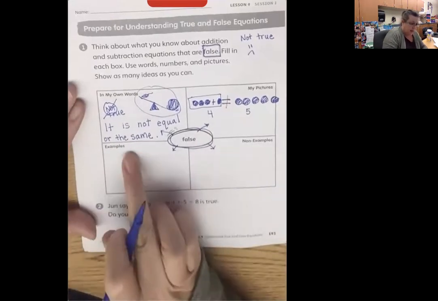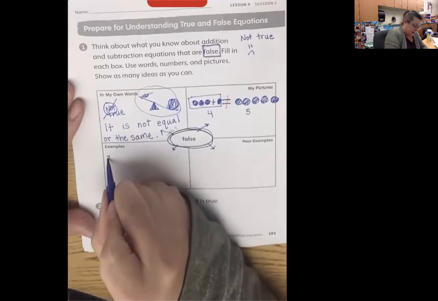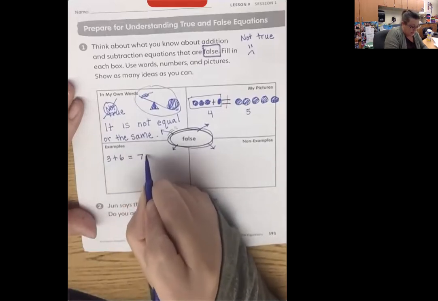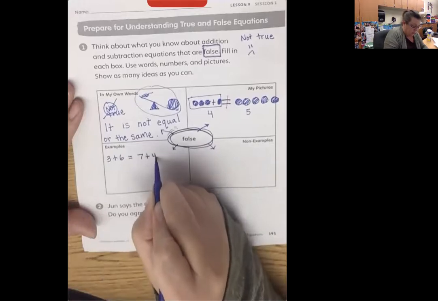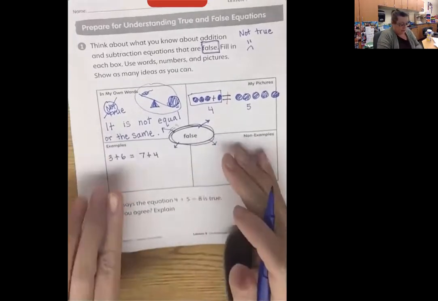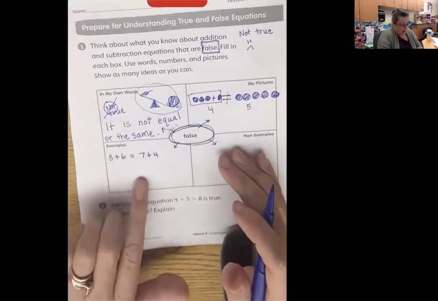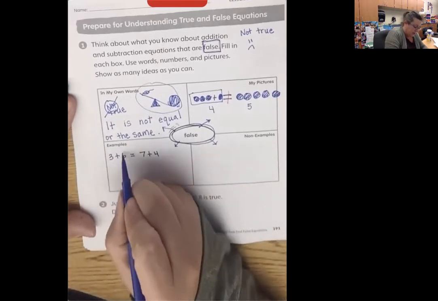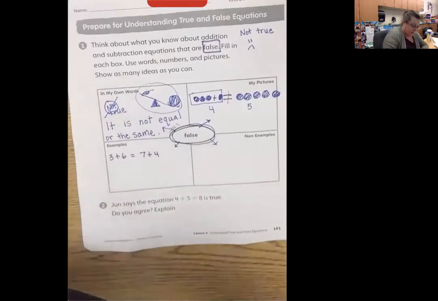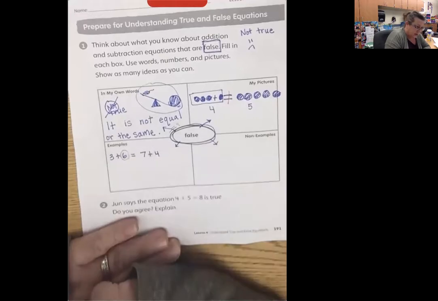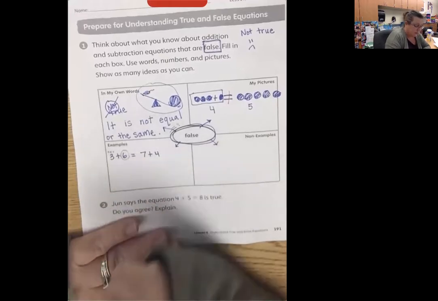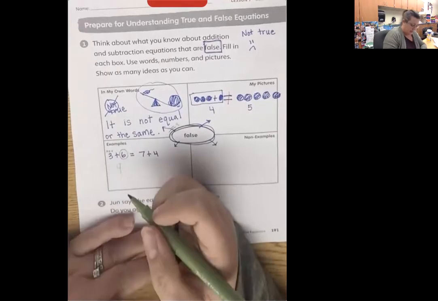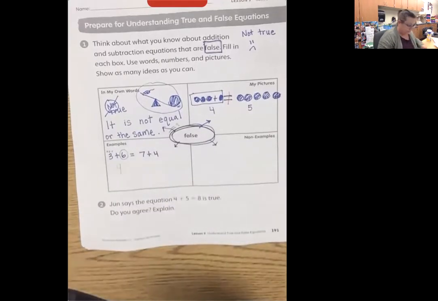Okay? Another example. If I had 3 plus 6 equals 7 plus 4, I would have to solve to make sure that everything on this side of the equal sign is the same as everything on this side of the equal sign. So if I have 3 and 6, I know that 6 is a greater number, right? So I could circle 6. We know our count on to add strategy. So 6 and 3 more is what? 9. Make a C. Up to the top, big line down. 9.